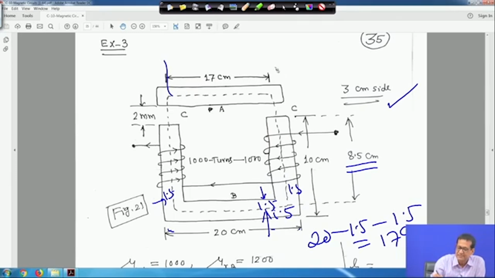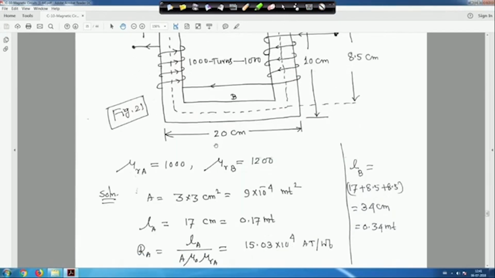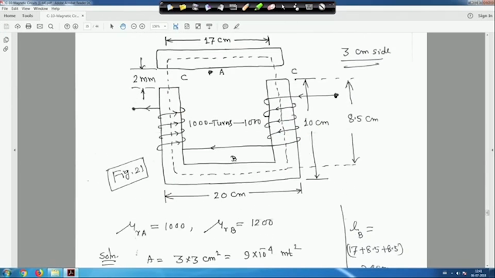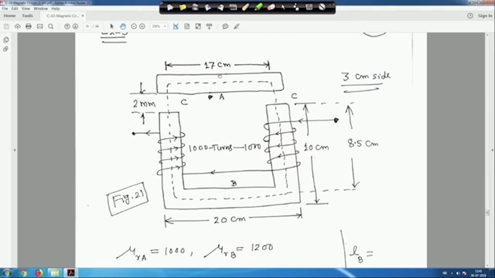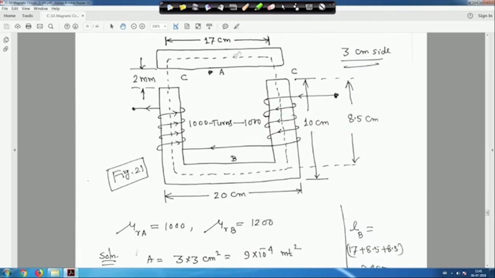And the mean length is already given, everything is computed, the gap is 2, right, and we have to find out flux and other things. So if you look into this, there are 3 paths, one LB, then LC, and this is LA. Look at the pointer, this is LA, the gap is LC, and this path is LB, it is marked B, it is A, and this gap here is marked C.